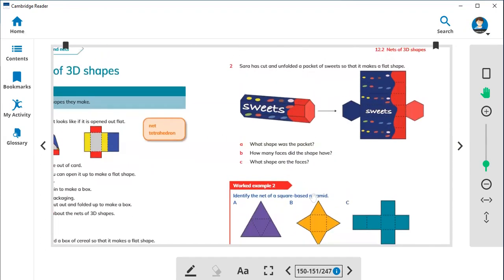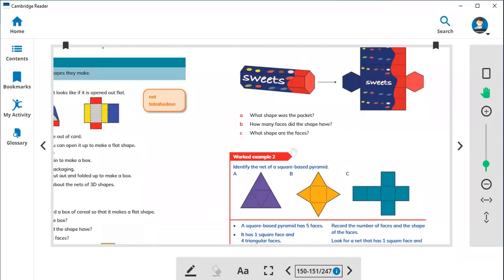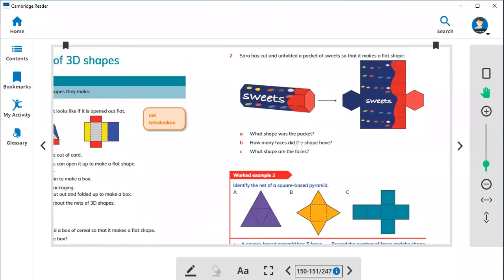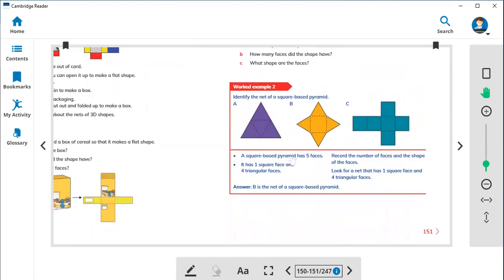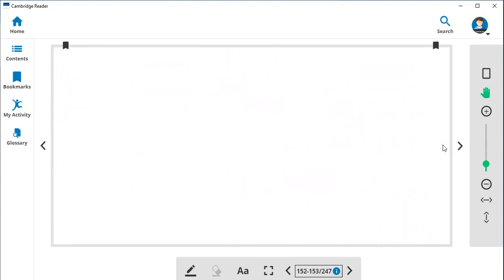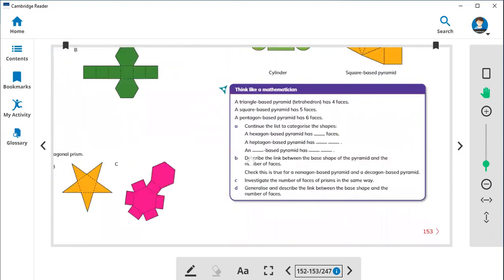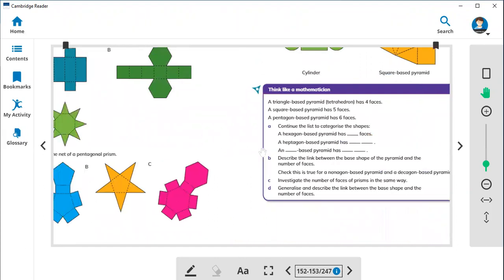So same thing is here. What shape was the packet? This whole packet, what is the shape? It's a prism, and one, two, three, four, five, six, a hexagonal prism. How many faces did the shape have? One, two, three, four, five, six, eight faces. And what shape are the faces? These two are hexagons and all the others are rectangles. So I hope you understand. This is also an easy exercise.